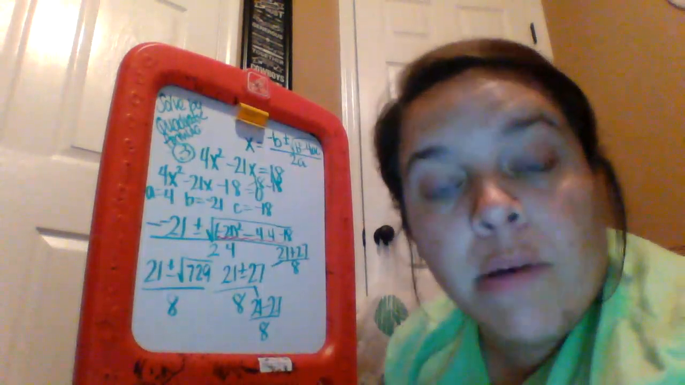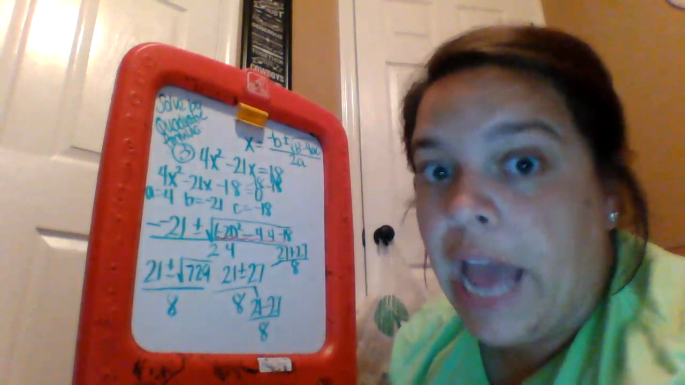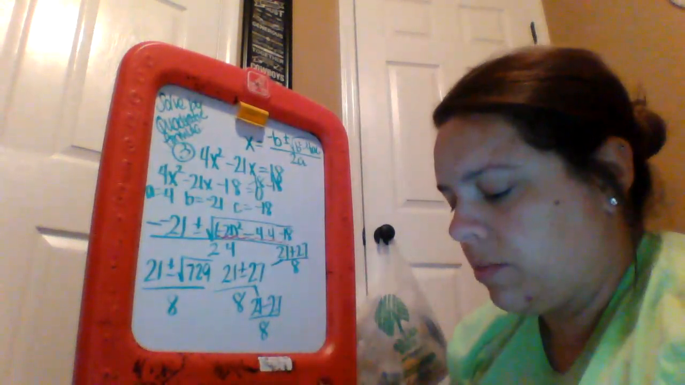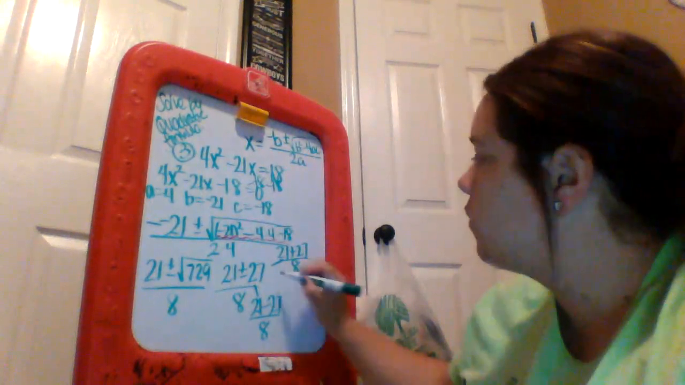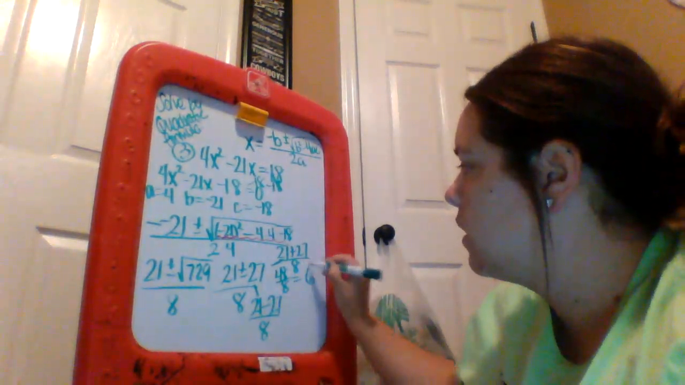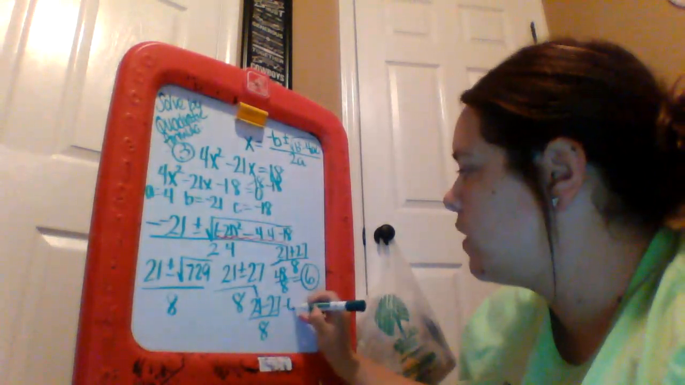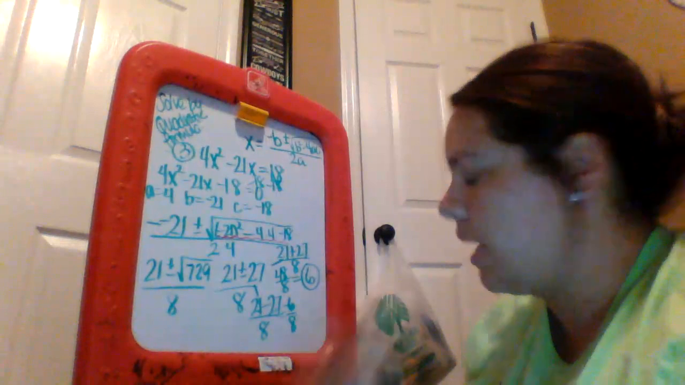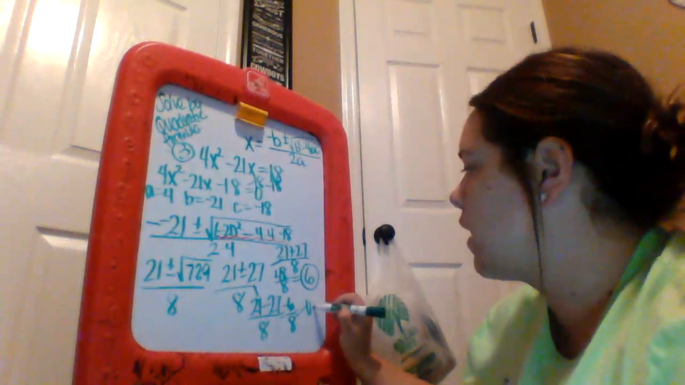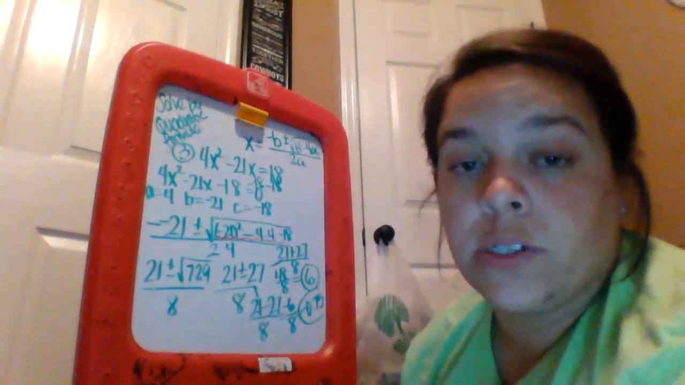Now remember, I'm okay with decimal answers as long as they're not repeating. If it's a repeating number, it has to be as a fraction answer. So 21 plus 27 is 48, and 48 divided by 8 is 6. 21 minus 27 is negative 6 divided by 8, and negative 6 divided by 8 is negative 0.75, or I would accept negative 3/4.